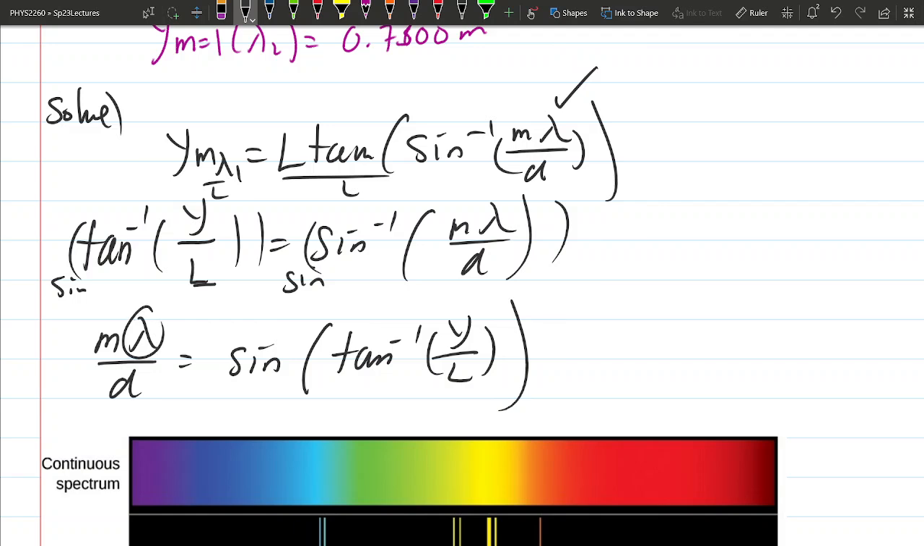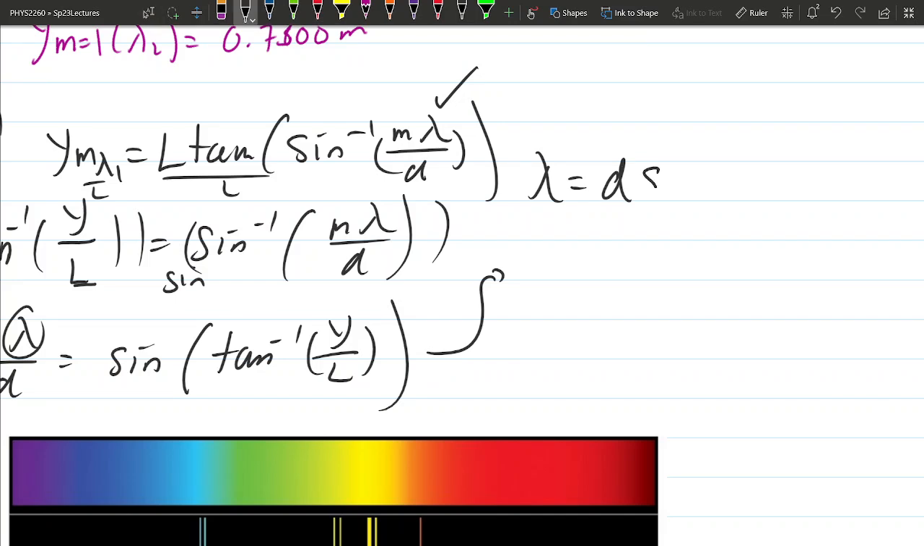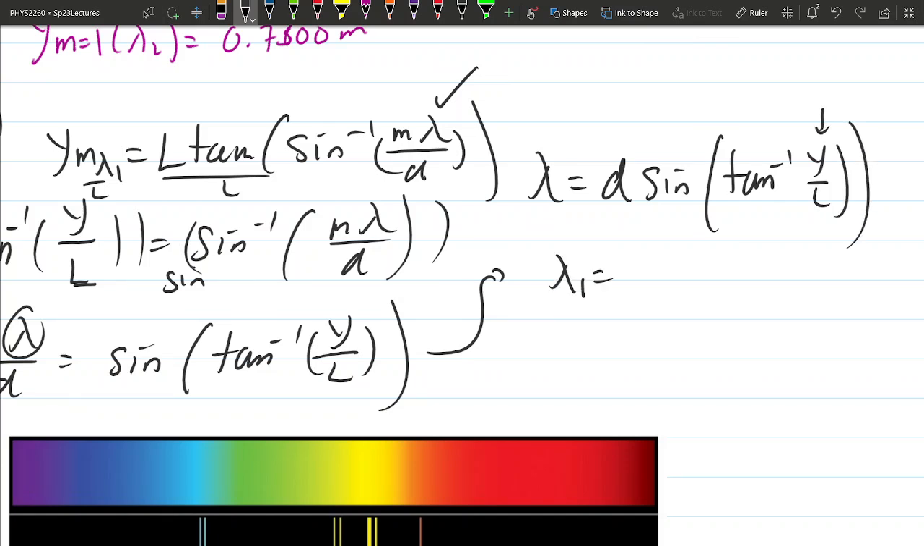And if I want to figure out what lambda is, it's just going to be d over m. Well, m is 1, right? So we don't actually need that, okay? D times this complicated multi-layer trig function, y over L, okay? So for wavelength number 1, y is 0.7288, right? So let's punch that in and see if we can get something reasonable. It should be something on the order of a few hundred nanometers, okay?